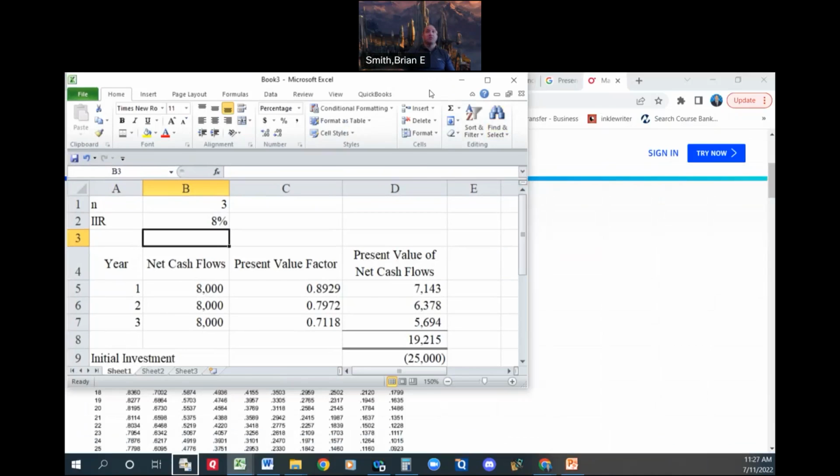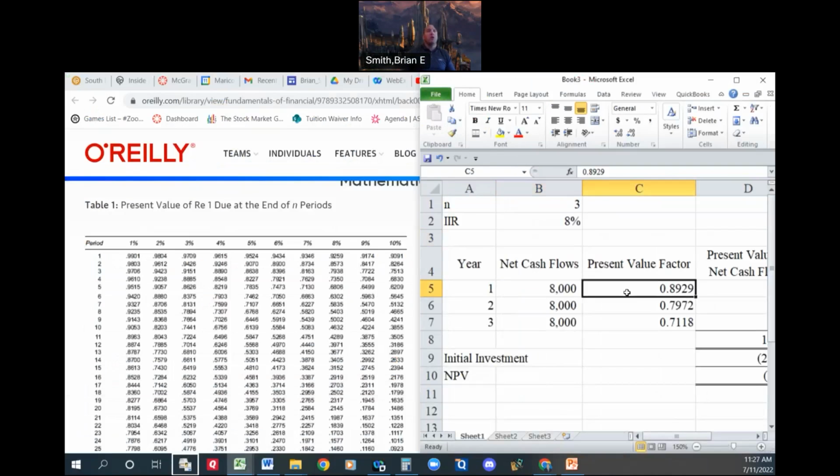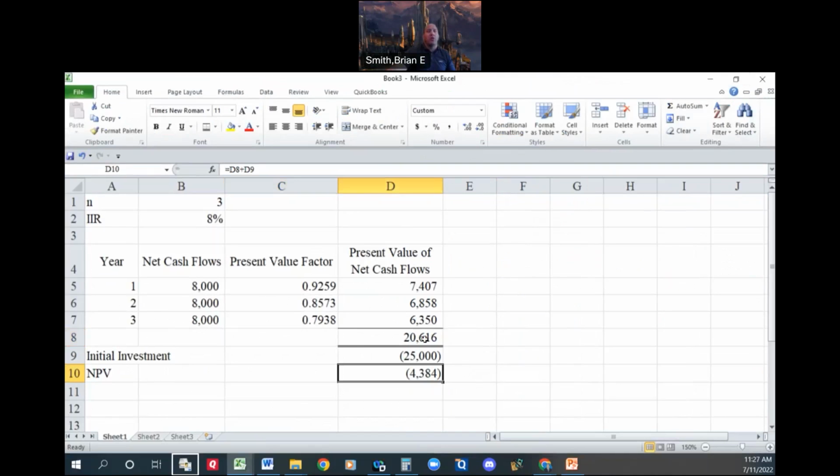Oh, let's do that. So we're going to have to come in here and we're going to go 0.9259, 0.8573, 0.7938. Okay. So those are our numbers now. We're still negative. We're still not doing it. All right.